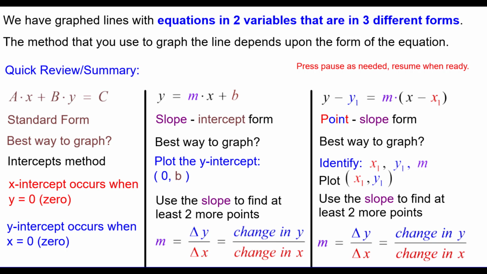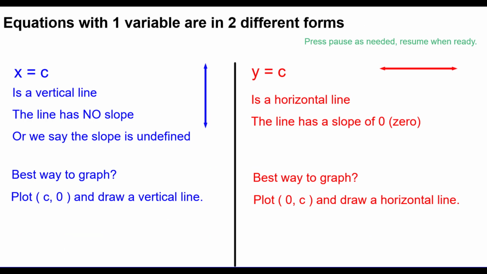We have graphed lines with equations in 2 variables that are in 3 different forms. Press pause as needed to review them now. Resume when you're ready. Equations with 1 variable are in 2 different forms. Press pause to review those as needed. Resume when you're ready.